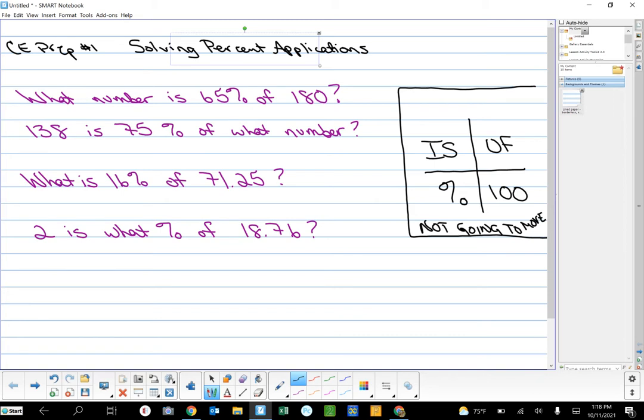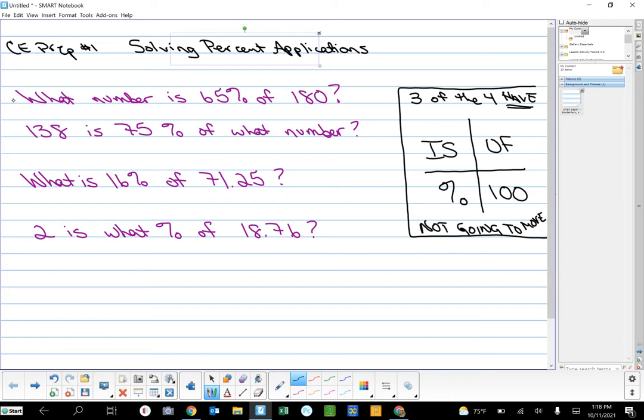Okay, you're going to always put the is in the upper left, the of in the upper right, the percent in the lower left, and the 100 is never ever going to move, and it's always going to be there. You will always have 3 of the 4, and you will be looking for the other one. Okay, so let's solve a couple of these using this.